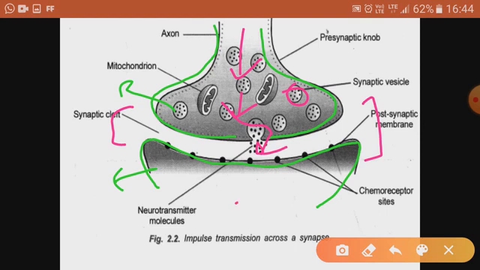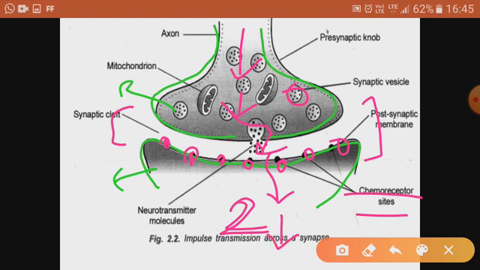Then how will the second neuron detect that some message is being sent by the first neuron? We have receptors present over here. These are chemoreceptors, which are present on the dendrite of the second neuron, and they receive these chemicals. Now when the message moves ahead, it moves in the form of an electric impulse or nerve impulse. So here is the role of the chemical which is released, and these chemicals are detected.